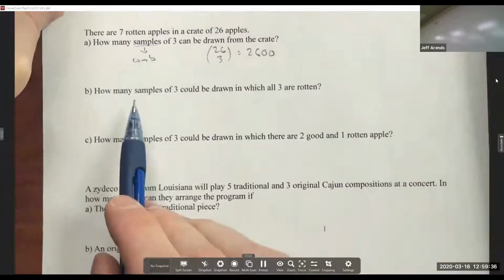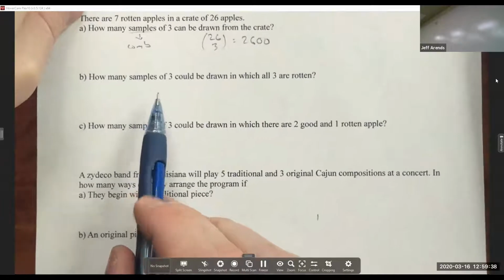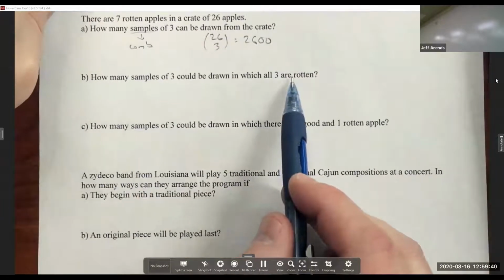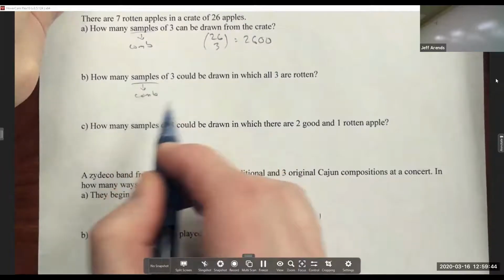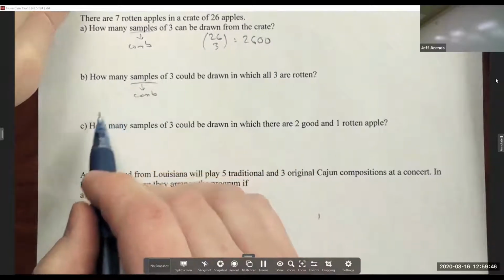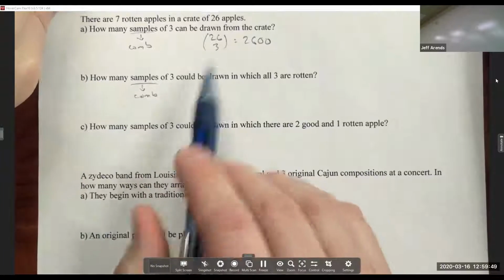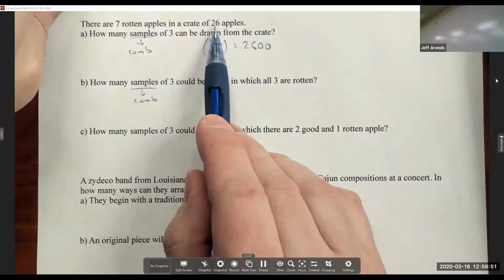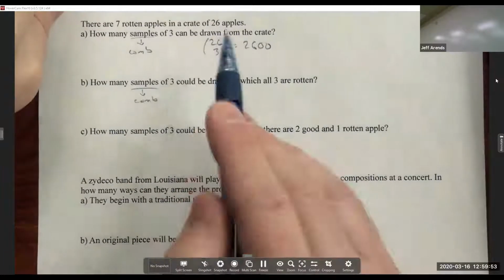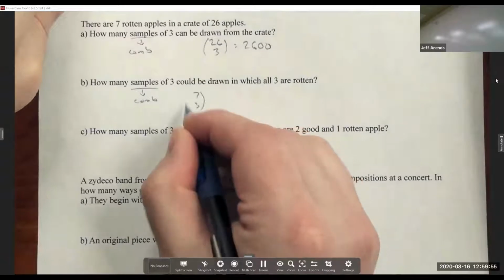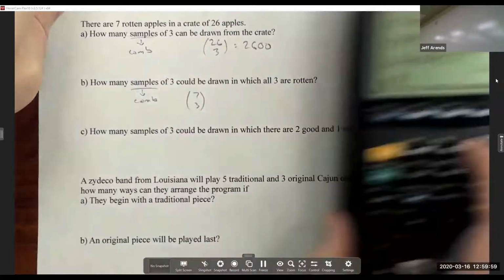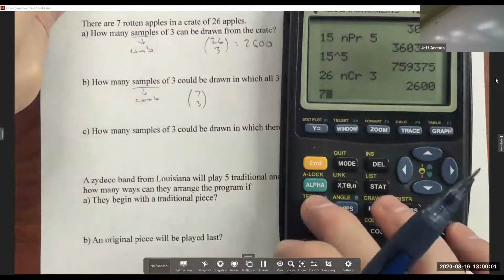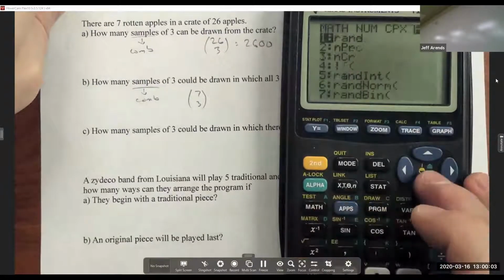How many samples of 3 could be drawn in which all 3 are rotten? We're still dealing with a combination. And in this case, instead of having all 26 apples to start from, we want all 3 of these apples to be rotten. So we're saying from the 7 rotten apples, we're drawing 3. So this is only going to be 7 choose 3, which gives us 35.